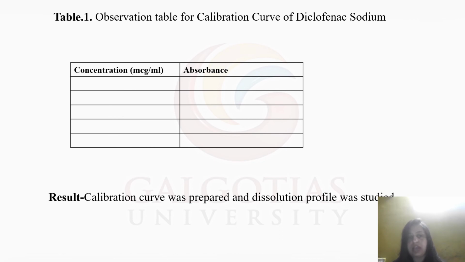So in this way we can construct the calibration curve of diclofenac sodium as well as the dissolution profile of the marketed tablet.